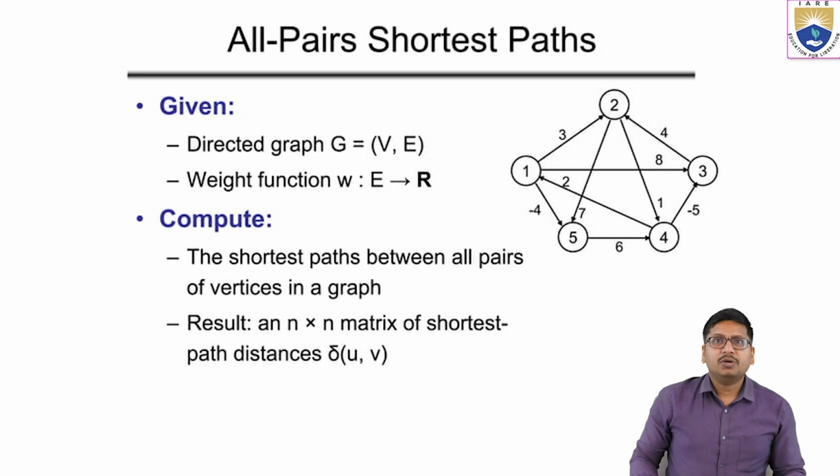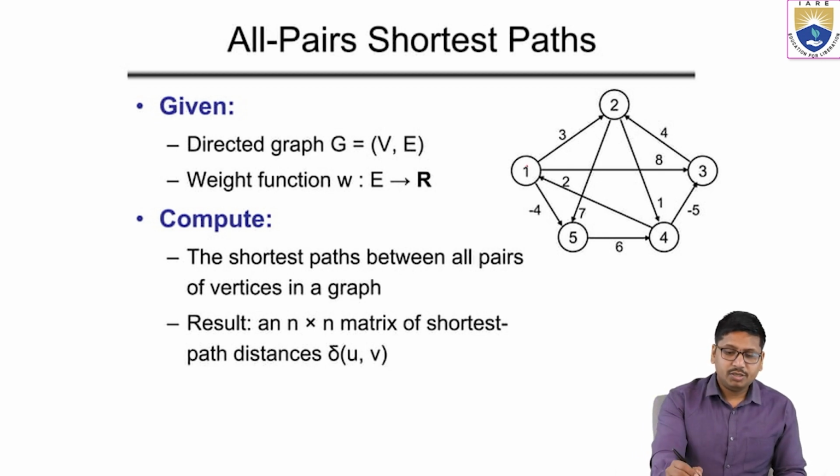Then all-pairs shortest path is another kind of problem. That means I have to find the shortest path from 1 to 2, 1 to 3, 1 to 4, and 1 to 5. Similarly, what should be the shortest path from 2 to 1, 2 to 5, 2 to 4, and 2 to 3 also.